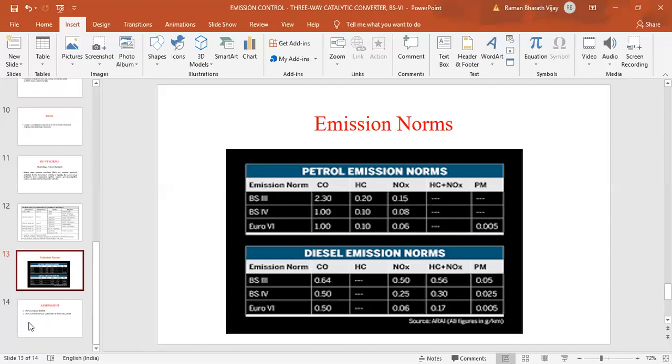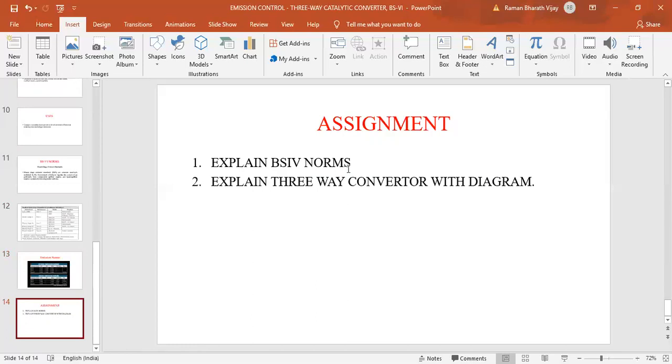And you will have an assignment here. I have two questions. Explain BS4 norms, and explain the three-way catalytic converter with a diagram. Okay, so you have to write and submit.